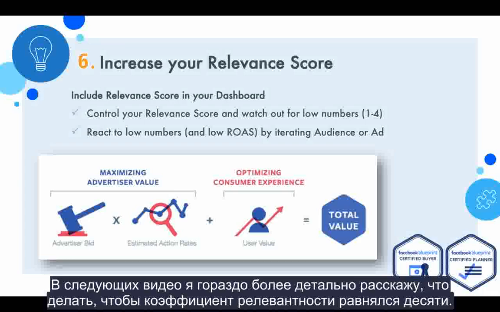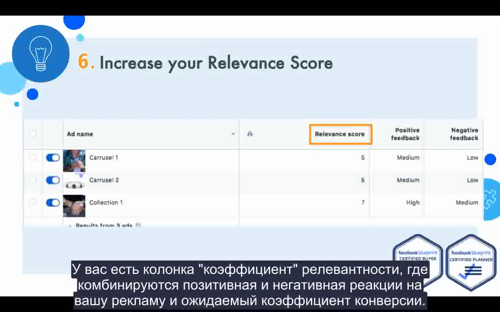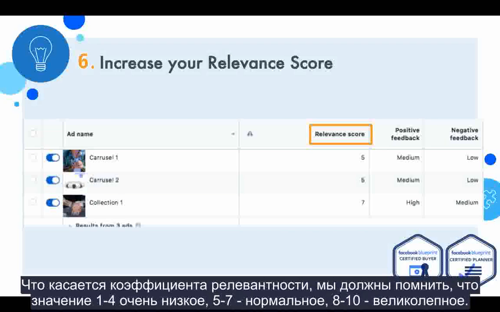And in a later chapter I will show much more detail about what you can really do to hack the relevance score in order to get 10 scores on the relevance score. And this is where you find it. Basically on ad level, you have the column relevance score, which is a combination of positive feedback, negative feedback, and expected conversion rates. Therefore, I always recommend to also include the column for positive and negative feedback, which can be low, medium, or high. And then the relevance score, here you should really take into consideration that 1 to 4 is really bad, 5 to 7 is okay, and 8 to 10 is great.